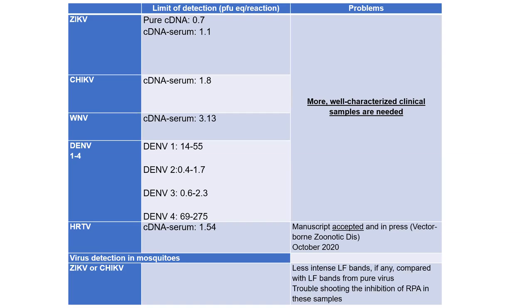For our detection in mosquitoes for Zika and chikungunya, we're having a little trouble with inhibition, and that's something we're trying to work on. I'm not sure why that's happening.